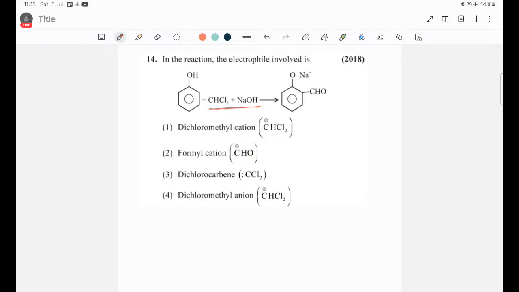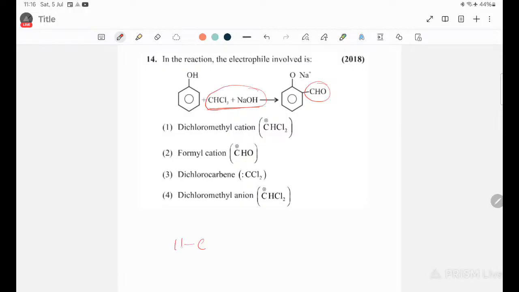Yeah, I have received the answer. Okay, see, someone is telling option 3 and someone is telling option 2. You have been asked what the electrophile will be. See here, CHO is not an electrophile. Electrophile means the electrophile generated based on this reaction.